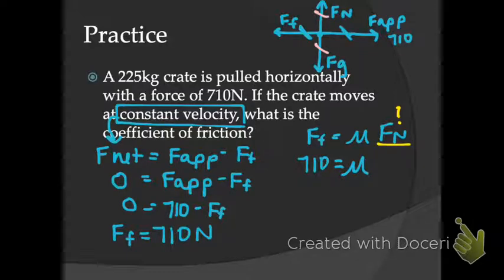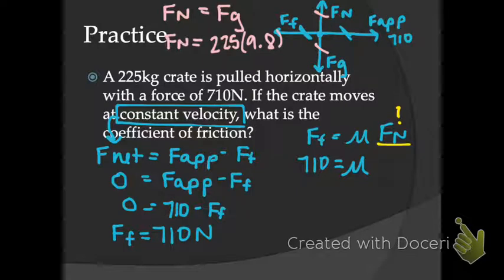Okay, so that means to solve for Fn, if I know the normal force equals the gravitational force, mass times 9.8 would equal my normal force. That's 2,205 newtons. Then I can come plug that in for my normal force.